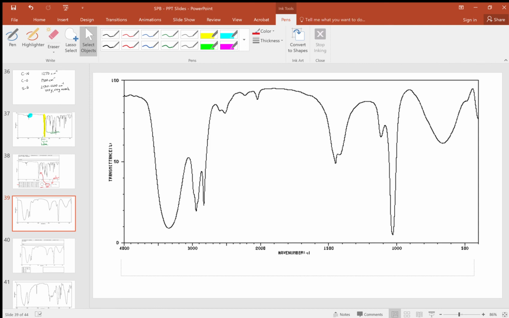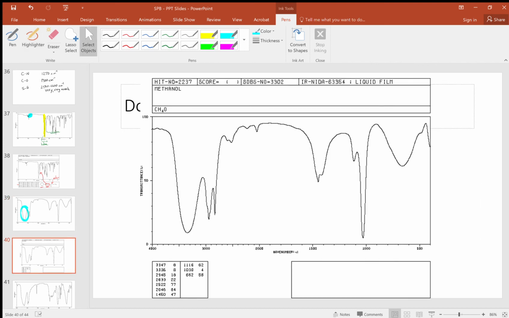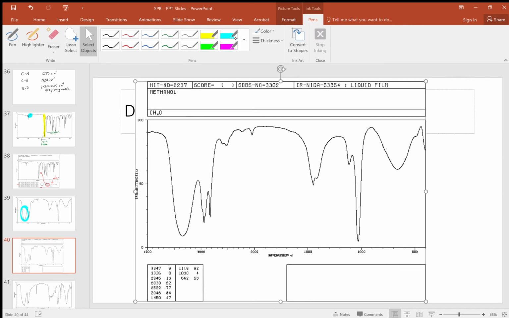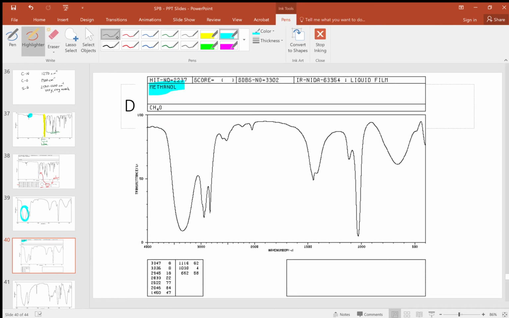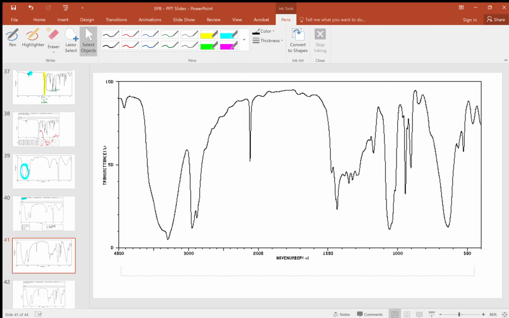All right, our next spectrum should be pretty straightforward. There's our big alcohol peak, and this is methanol. All right, now take a moment and try this one.